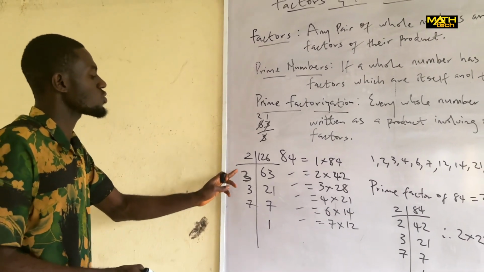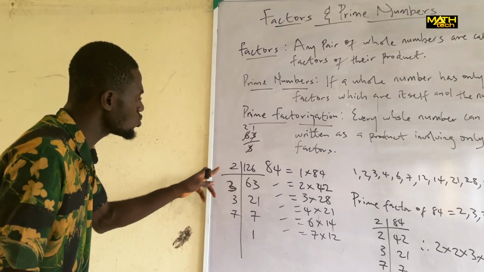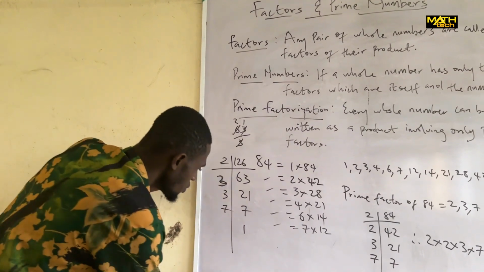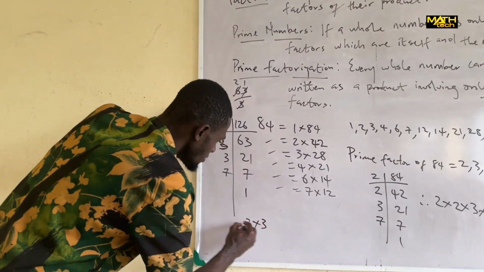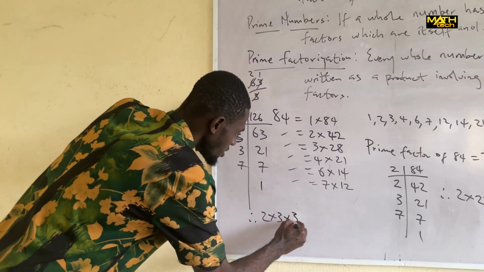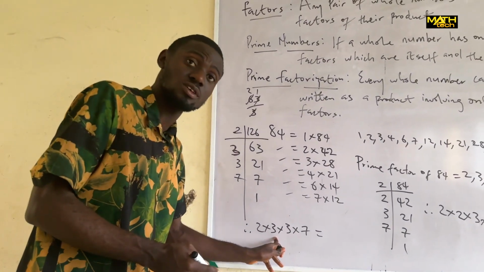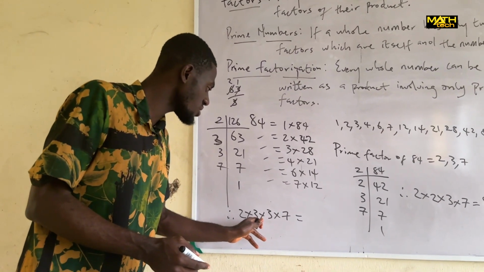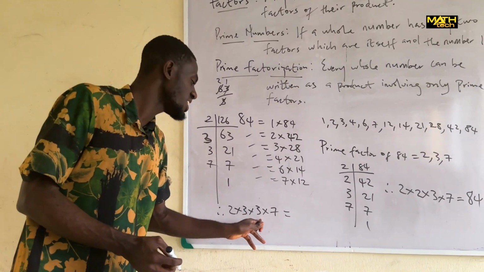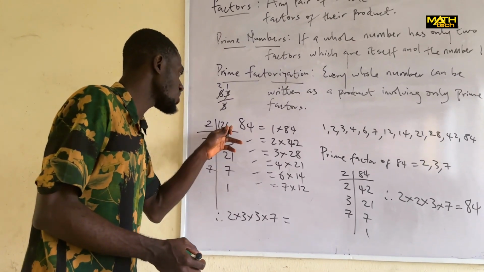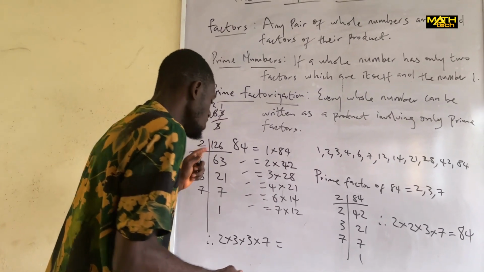Now let's see the product of these values. 2 times 3 times 3 times 7. So 2 times 3 is 6. 6 times 3 is 18. 18 times 7 is 126.